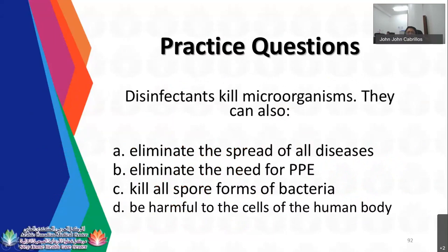So next, disinfectant kills microorganisms. They can also eliminate the spread of all diseases, eliminate the need for PPE, kill all spore forms of bacteria, be harmful to the cells of the human body.